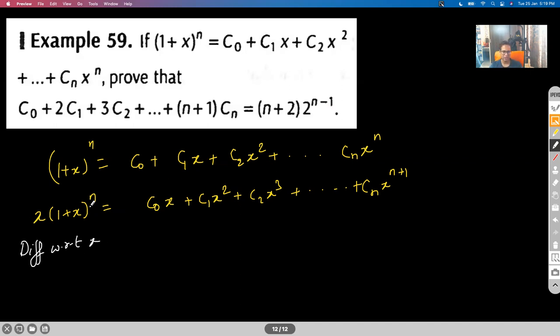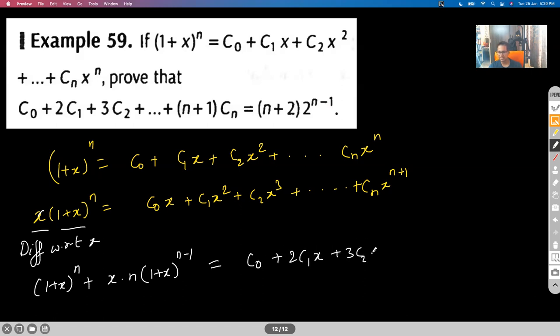Okay, so when you differentiate with respect to x here, please note that you're going to use the product rule. So let's differentiate x first, keeping this as it is. Then differentiate the second term, which is n(1 plus x) to the power n minus 1. And of course, the derivative of 1 plus x will be 1 itself. On the right side, you'll get C0, 2C1 x, 3C2 x square, till n plus 1 Cn x to the power n.